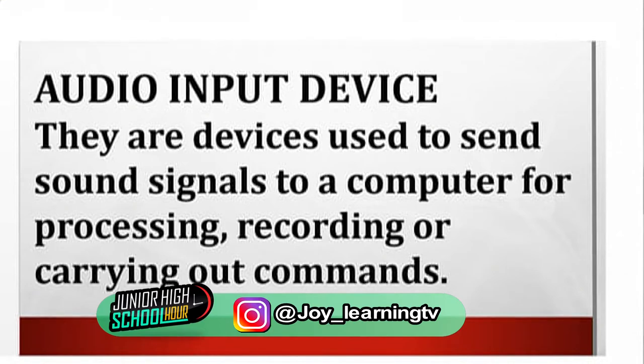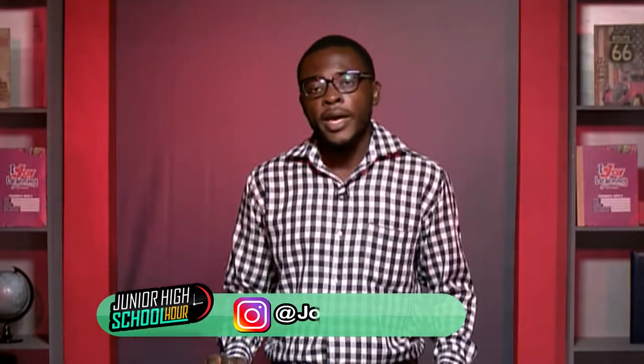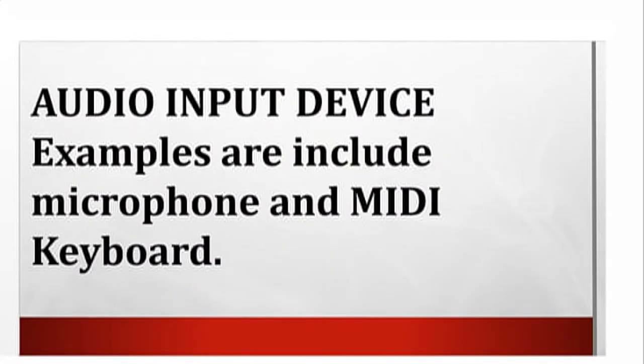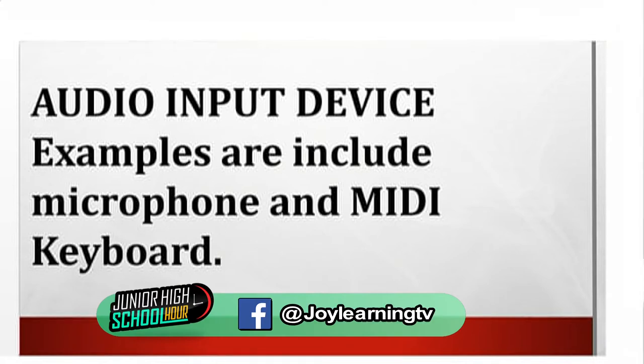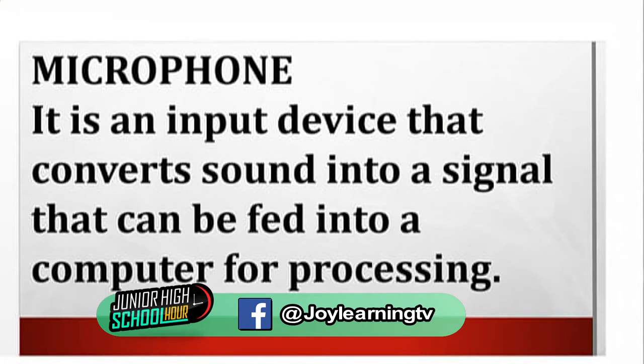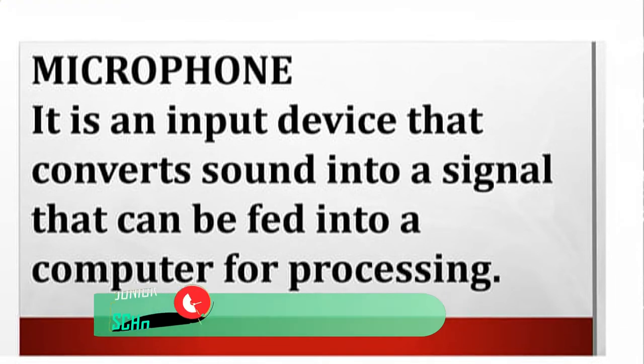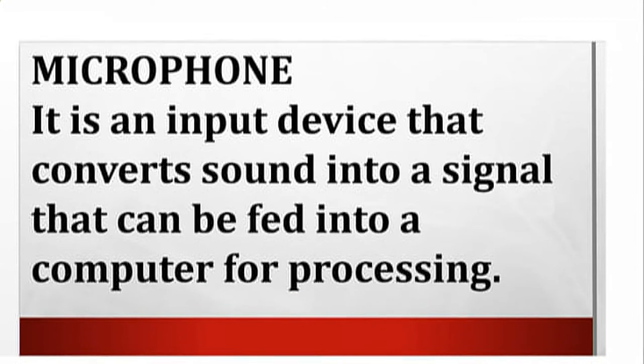Examples include the microphone and the MIDI keyboard. The microphone is a device that converts sound into a signal that can be processed by the computer. So when you speak, the microphone will take that information you have said and convert it for the computer to process. The raw sound cannot be processed by the computer, but the microphone will convert that sound into a signal that is fed into the computer for processing.